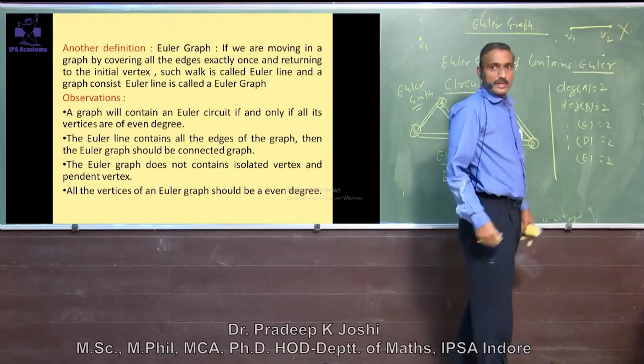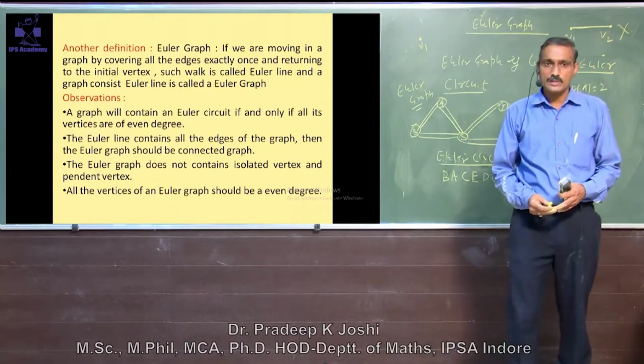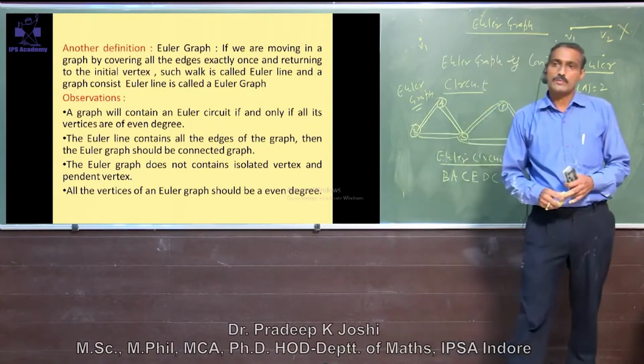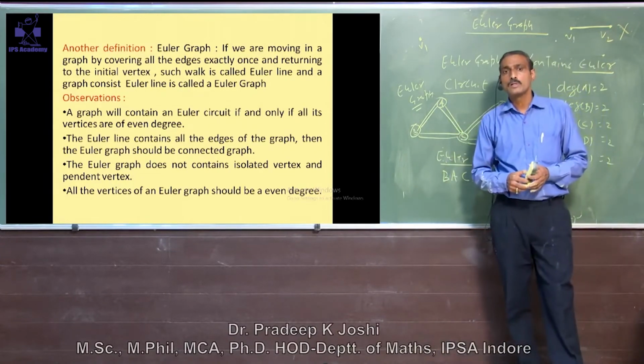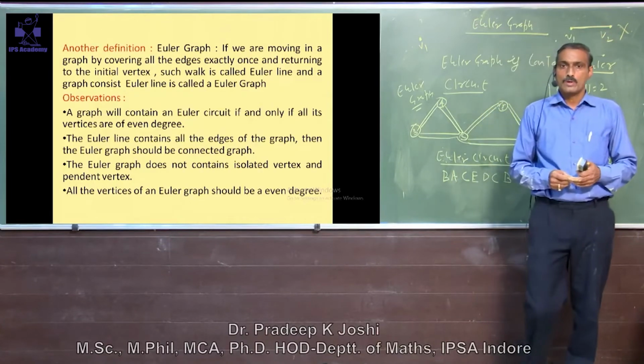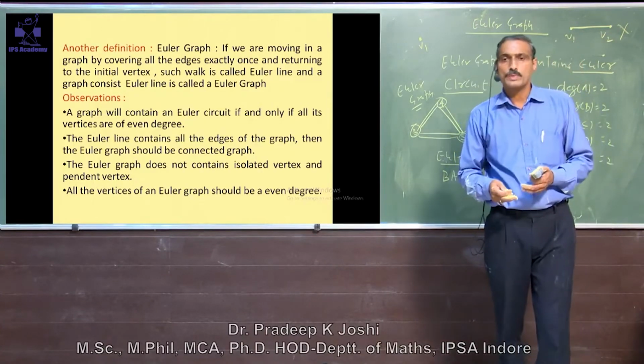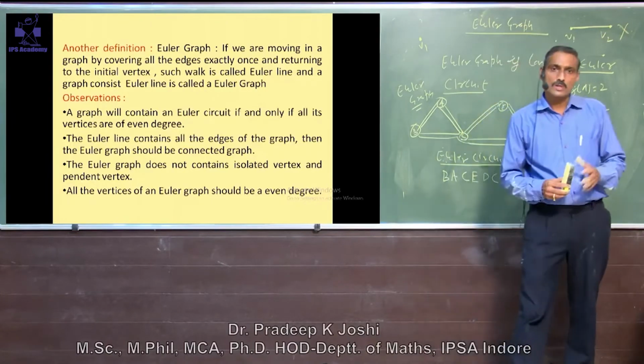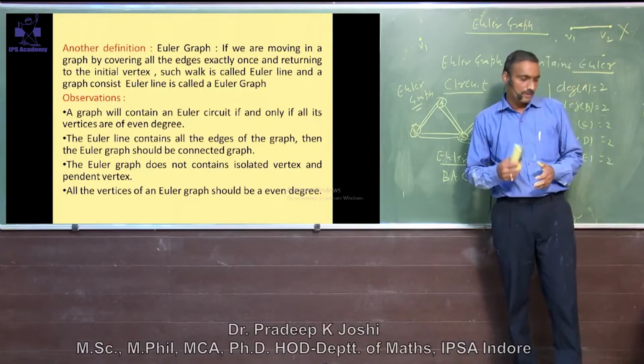That means any graph having a pendant vertex cannot be an Euler graph, and any graph having an isolated vertex cannot be an Euler graph. And all the vertices of an Euler graph should have even degree. So these are some observations about the Euler graph.